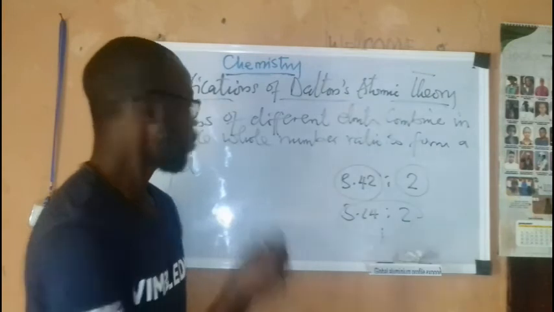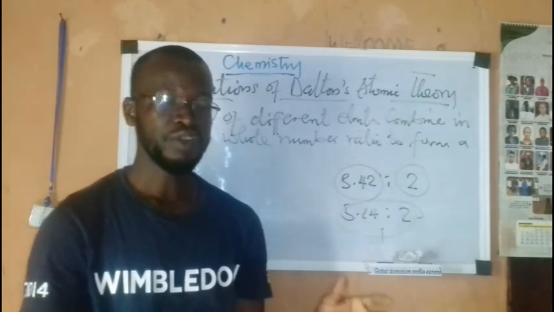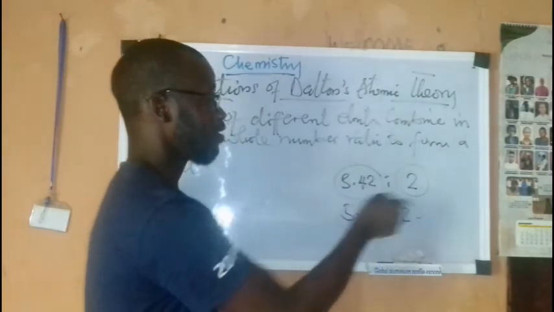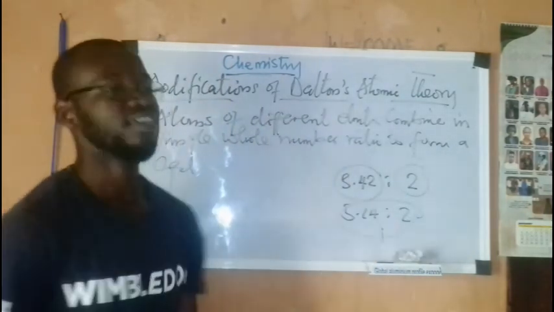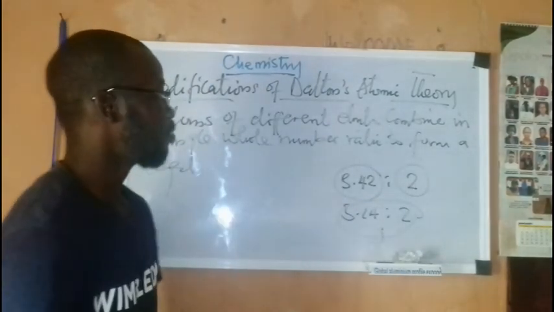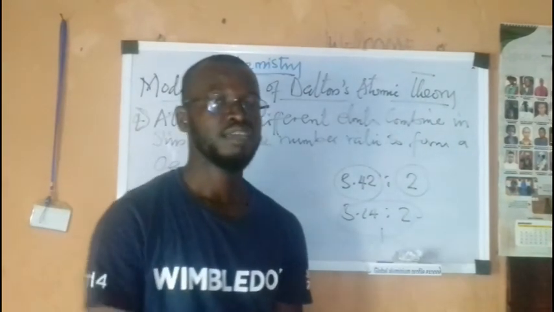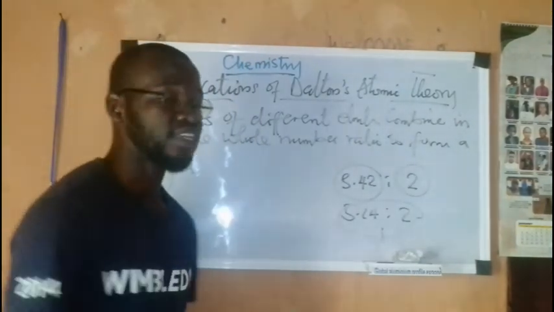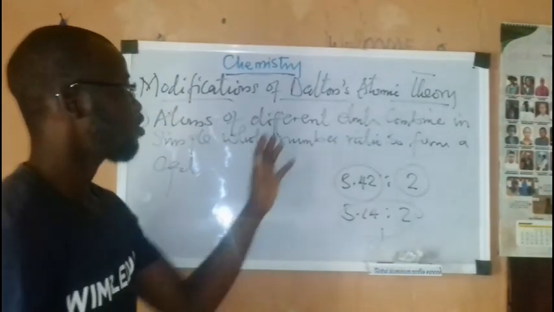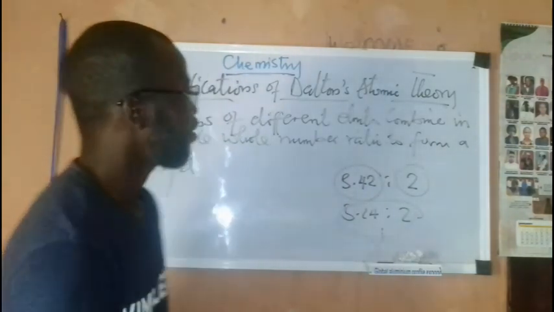When we start discussing empirical and molecular formula, maybe in our next video, we will see something like this, and we'll disprove this statement. So what is the limitation to this theory? Atoms of different elements combine in simple whole number ratios to form a compound. The discovery of organic chemistry, that is the catenation of carbon, and also sulfur, renders this law limited. So these are the modifications of atomic theory.